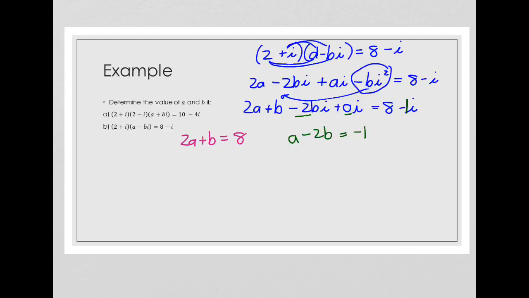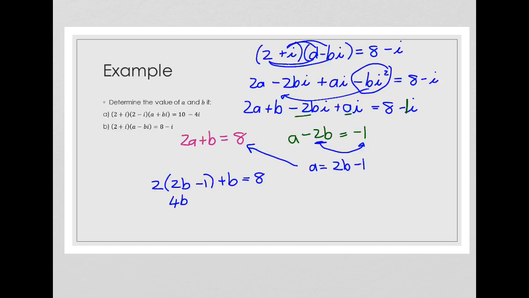In this case, you can choose the method you prefer. It can either be by substitution or elimination. What I'm going to do is take the negative 2b to the other side and I get a equal to 2b minus 1. And then I'm going to plug this into the first equation. So that will give me 2 times (2b minus 1) plus b equal to 8. So from this, we can solve for b.